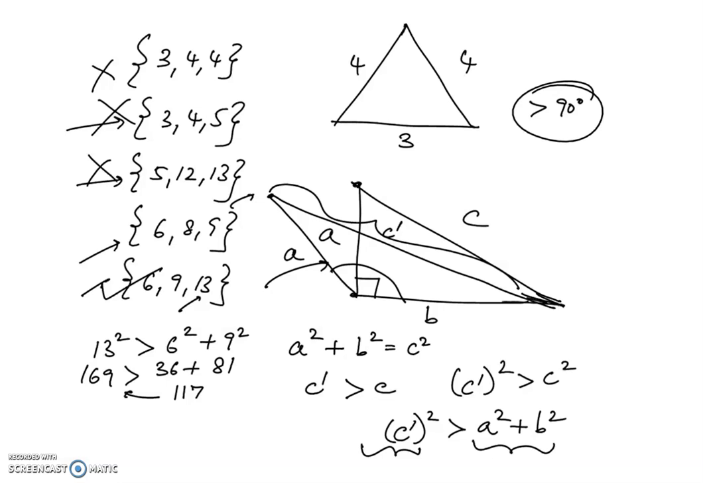Let's check it for D as well. Is 9 square greater than 8 square plus 6 square? That's the question. That's 81. 64 plus 36, that's 100. And that doesn't work.